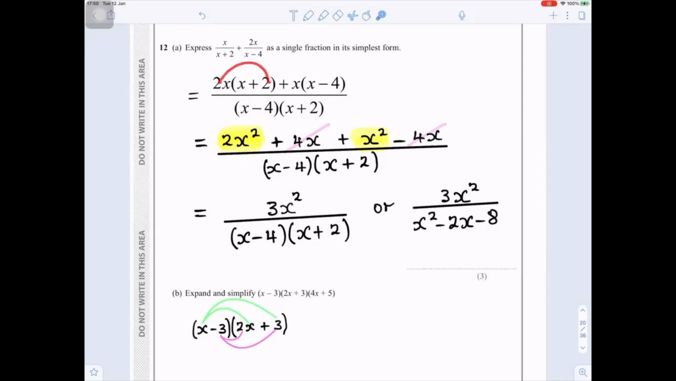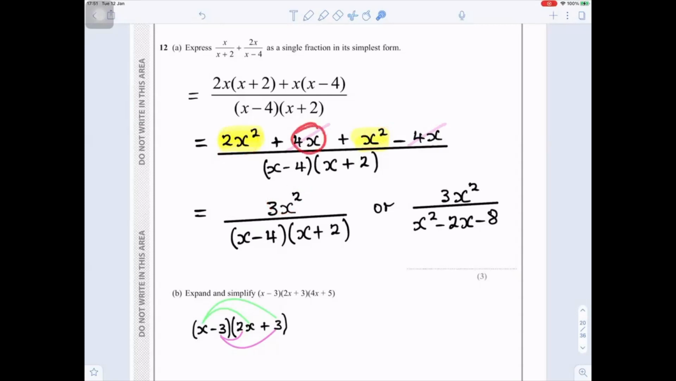2x times 2 gives you 4x. Plus x times x gives you x squared. X times minus 4 gives you minus 4x. So the numerator, the one in yellow, 2x squared plus x squared, gives you 3x squared. You add the ones in yellow because x squared and x squared are like terms. So 2x squared plus x squared gives you 3x squared.